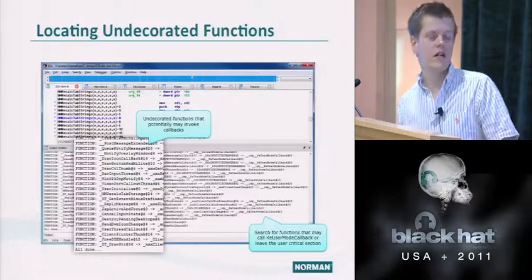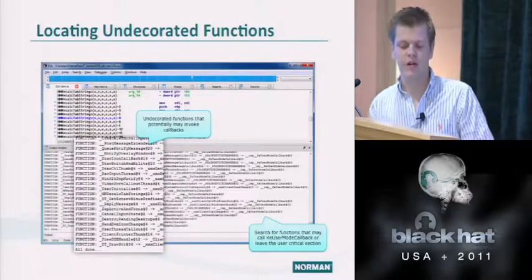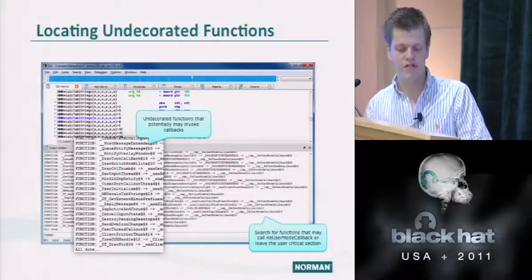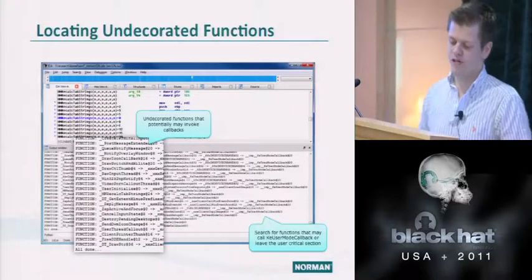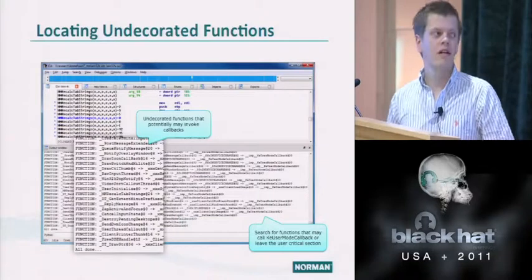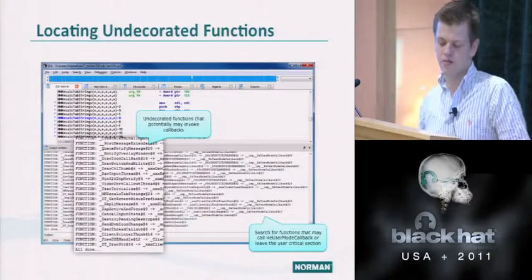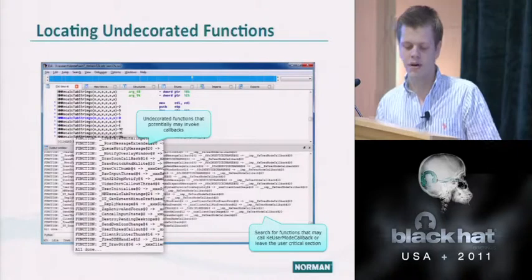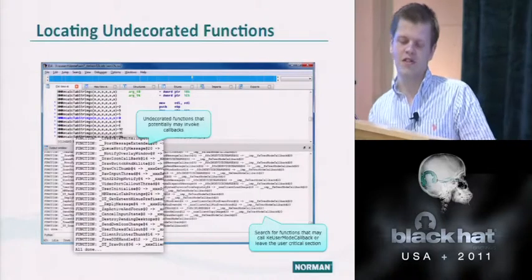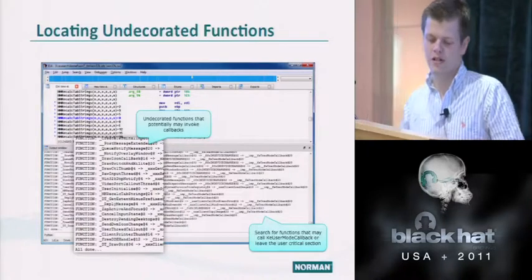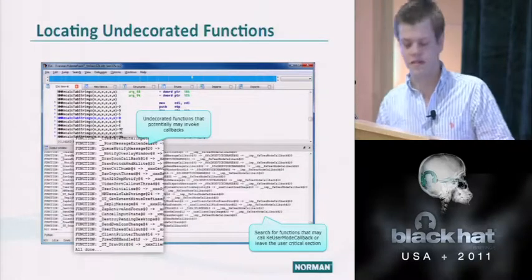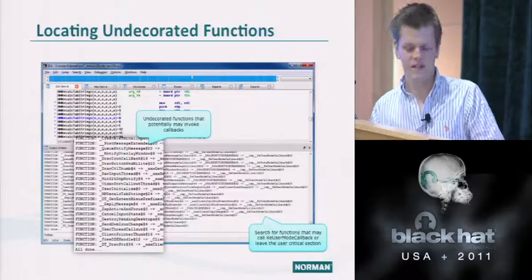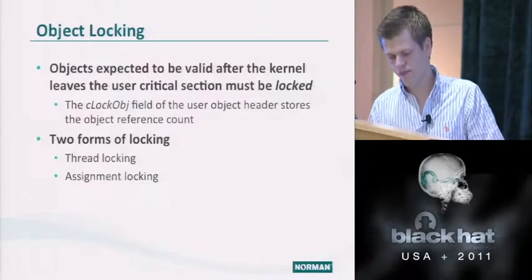And you can easily locate undecorated functions by, say, scripting in IDA Pro. Just cross-reference all the functions that potentially may call KeUserModeCallback or exit the critical section, and see if any of these functions are not decorated as they should be. And it turns out that a lot of them still are not. So there is a lot of inconsistency in the naming.